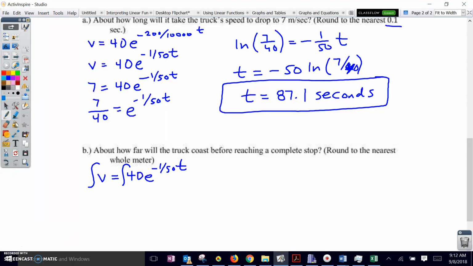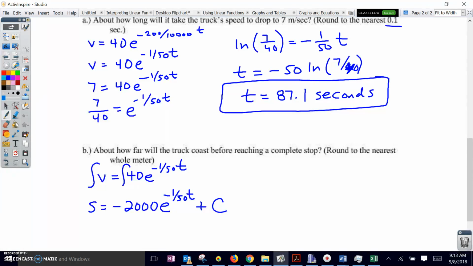The integral with respect to t of velocity is going to be position, and on the right-hand side here, I'm going to utilize the substitution concept. If I let u be negative 1/50th t, then du is going to be negative 1/50th dt. And so when I integrate this, I'm going to have to multiply by negative 50. And so position is negative 2,000 e to the negative 1/50th t plus a constant.